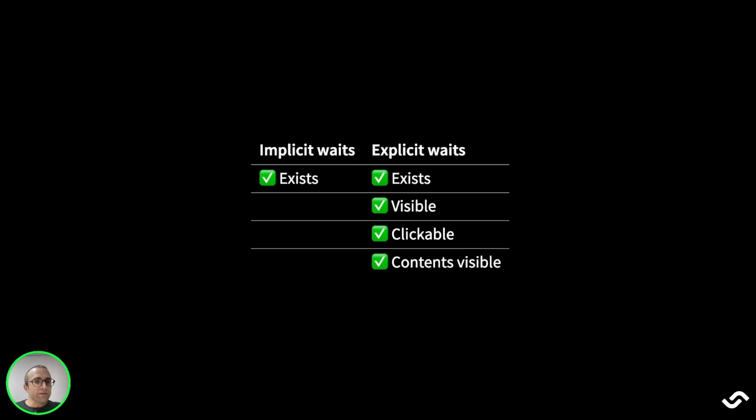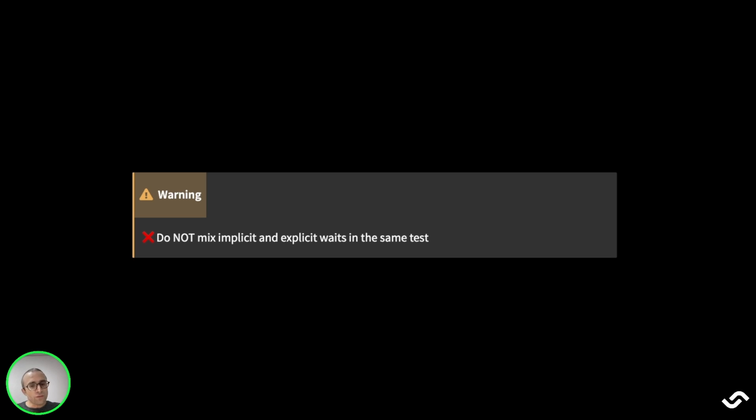So comparing one with the other, the implicit wait only checks that the element exists, while explicit waits are more comprehensive. They check that the element exists, that it's visible, that it's clickable, and that the content is visible. So the tip is to use either implicit waits or explicit waits instead of hard waits, but also do not use both in the same test because that can also lead to conflicts.